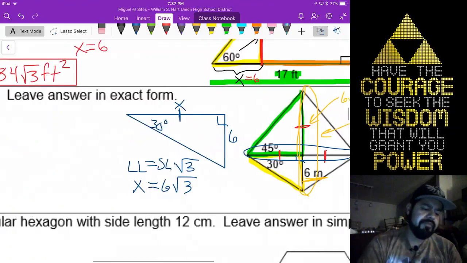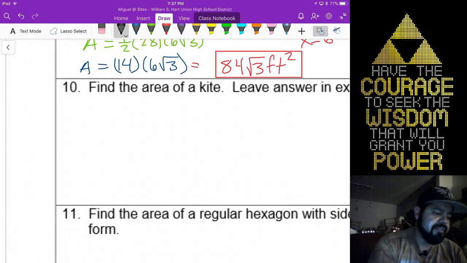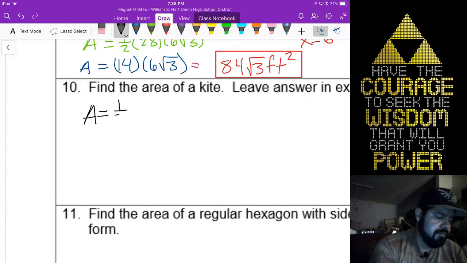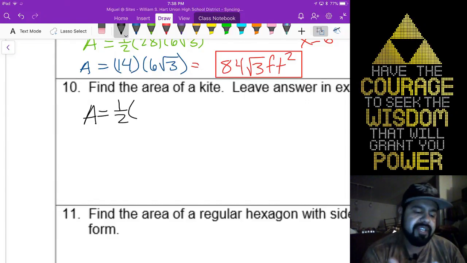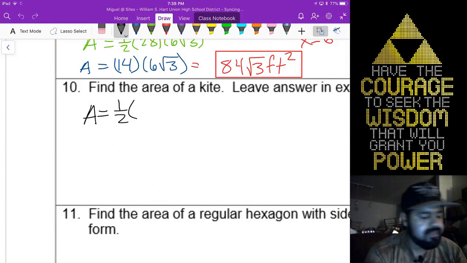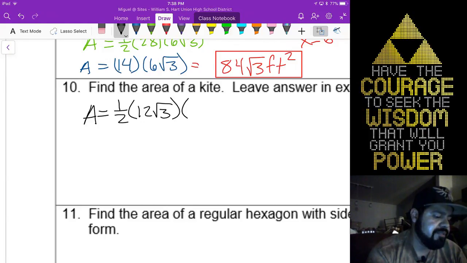So right over here, when we actually compute the area and use the formula, now I know some of you guys have been preferring the other formula. I'm sticking with this one because the majority of the classes have been okay with this. So we found that diagonal 1 was 12 rad 3. Diagonal 2 was 6 plus 6 rad 3.